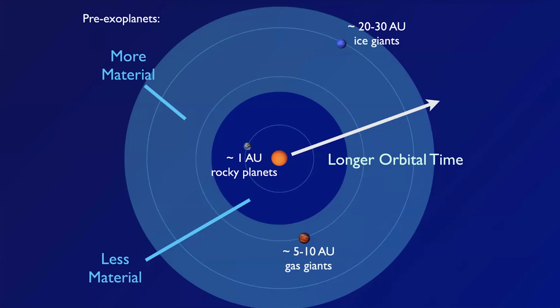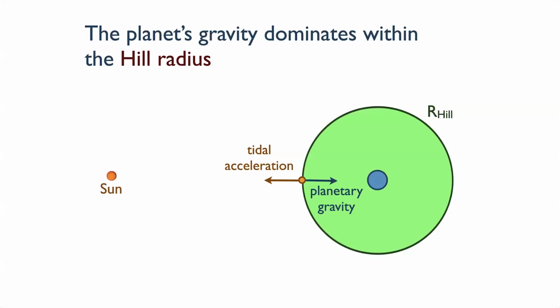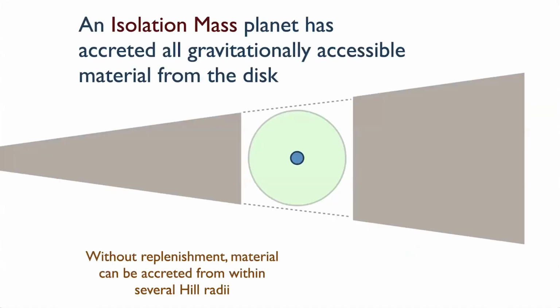And you don't have time to make those massive cores before the gas just dissipates. The planet's gravity dominates within its Hill radius. So that's where its gravity dominates over tides. And so you can make an isolation mass planet. And again, this is all pre-exoplanets, where you accrete all of the gravitationally accessible material from the disk. And if you can't replenish that material, you can accrete from within several Hill radii.